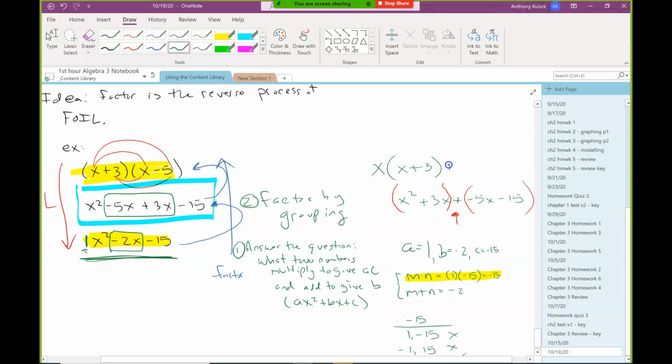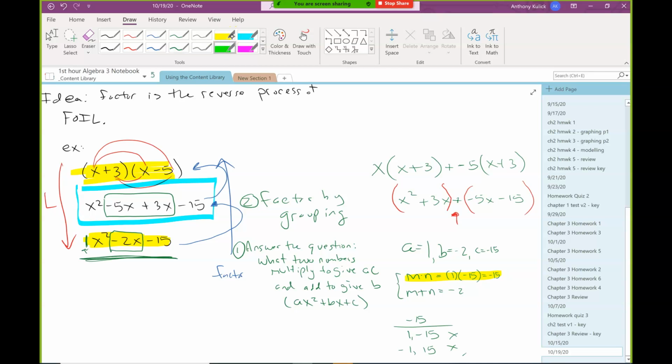Okay. And then I'll look at the second group. Is there a common factor between negative 5x and negative 15? Yeah, what is it? Negative 5, right? Everybody agree with that? So when I factor the negative 5 out, negative 5x divided by negative 5 is just x. Negative 15 divided by negative 5 is positive 3. Everybody agree with that?